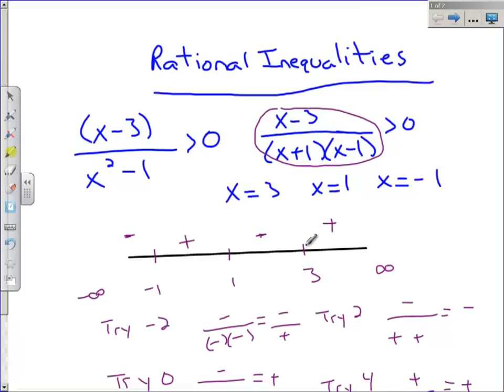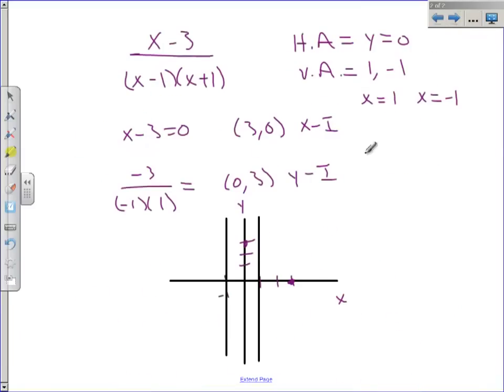We know from earlier it touches at 3, 0, and it goes above the x-axis, but then it has to have a horizontal asymptote at y equals 0. So that means our graph must do this. Go above for just a little bit and then settle back down to the x-axis, since we knew it was underneath from 1 to 3.